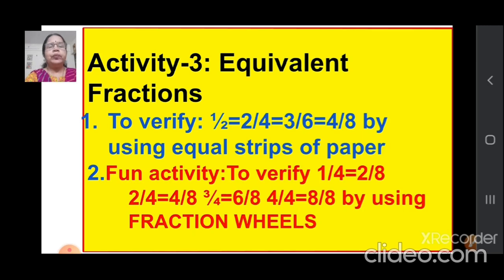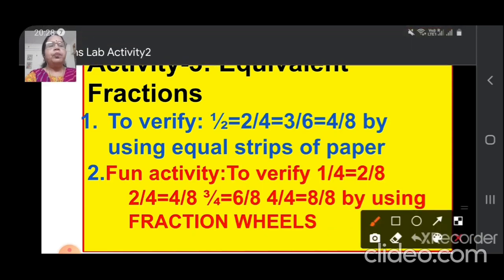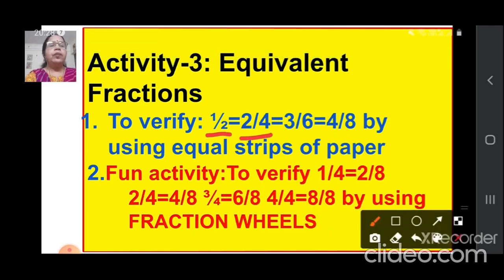So in this activity, in the first part, we are going to verify that the fractions 1 upon 2, 2 upon 4, 3 upon 6 and 4 upon 8 are equivalent fractions. This we are going to do by using equal strips of paper.